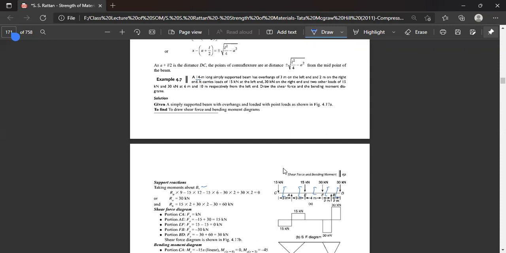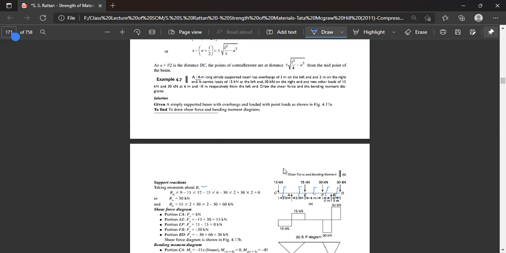Between A and E, there are two external forces: 15 kilonewton acting downwards, and reaction RA, equal to 30 kilonewton, acting upwards. So there is a positive shear force, since shear force acting upwards is positive, and it is 15 kilonewton. At the portion from D to E, the vertical forces are 15 downwards, 30 upwards, and another 15 downwards. So they are all cancelling each other. Also from E to F, there is no shear force acting.